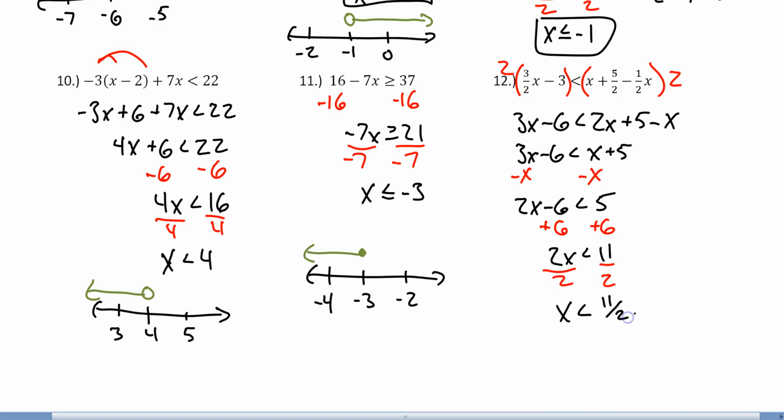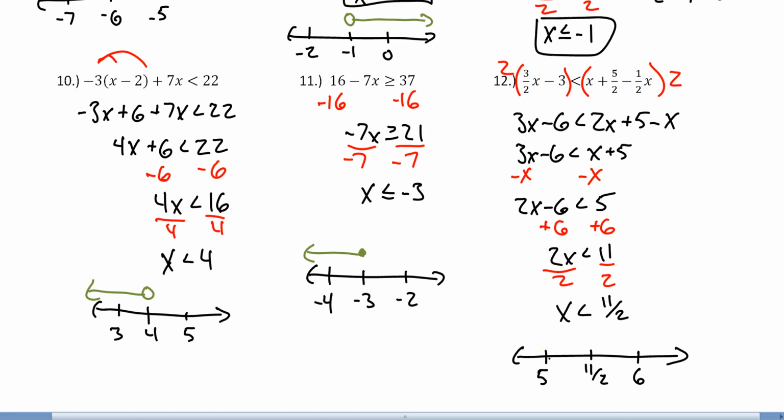And I'm just going to leave it as 11 halves, okay? And now here's the thing. When we go to graph this thing, just to put this in the perspective of some context, 11 halves is really 5 1/2. So if I go above that value, I'm at 6. If I go below that value, I'm at 5.